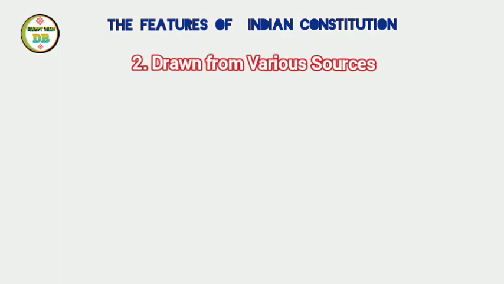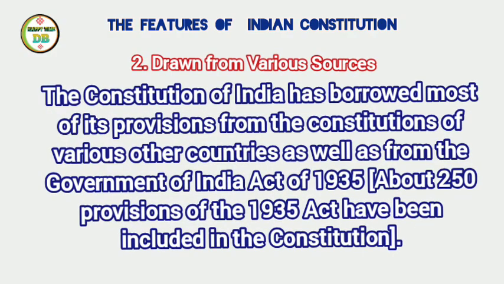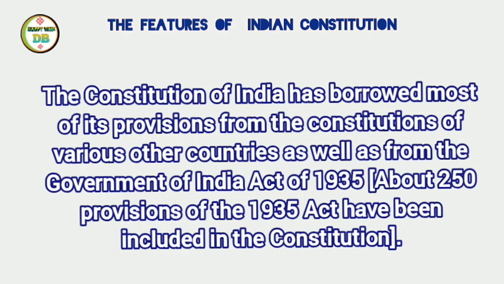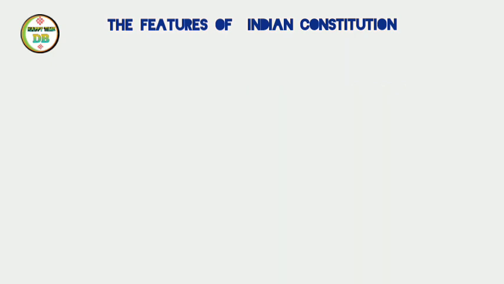Drawn from various sources. The Constitution of India has borrowed most of its provisions from the constitutions of various other countries as well as from the Government of India Act of 1935. About 250 provisions of the 1935 Act have been included in the Constitution.